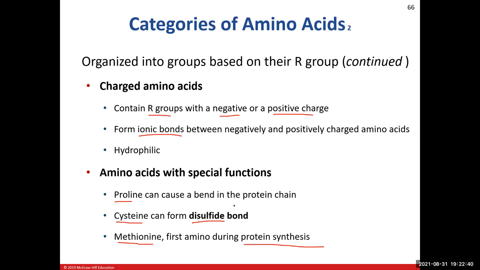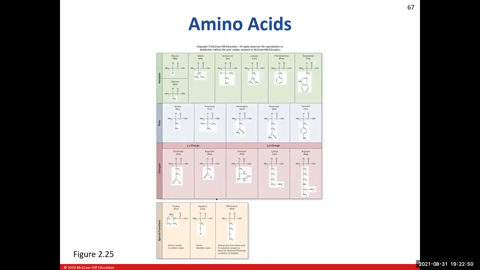And then proline here, you'll remember we talked about how you'll have these chains in these molecules. Well, this amino acid has a slight bend in its protein chain. So you can see it here. Here's the proline. There's that slight bend there. And then this guy right here, here's cysteine. There's that disulfide bond right there.